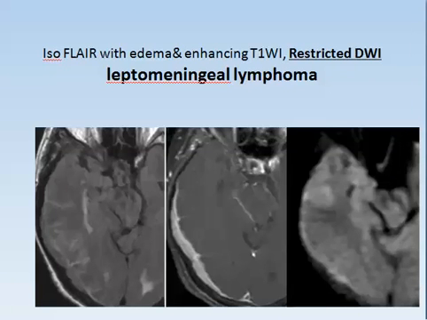Rarely we might get a leptomeningeal type of lymphoma, and it shows again restriction on diffusion, and this is the enhancing T1 weighted images, and this is the isoFLAIR with edema surrounding. Leptomeningeal lymphoma.